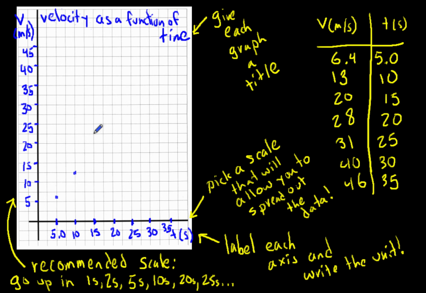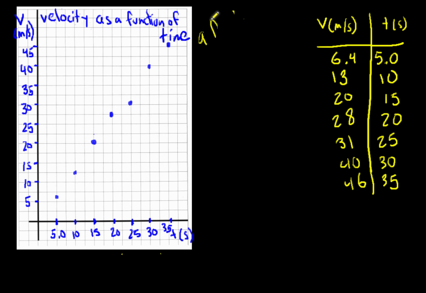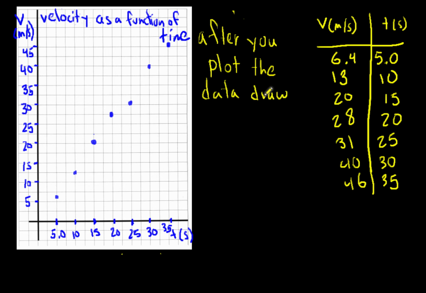Next, we plot the data on the graph. You have to be careful as you're plotting the data to make sure you accurately put it in the right place. Of course, there will be some precision error, but you do your absolute best. After you plot the data, you need to draw your best fit line. To do this, you need a straight edge, like a ruler or the side of your driver's license or the side of your ID card.